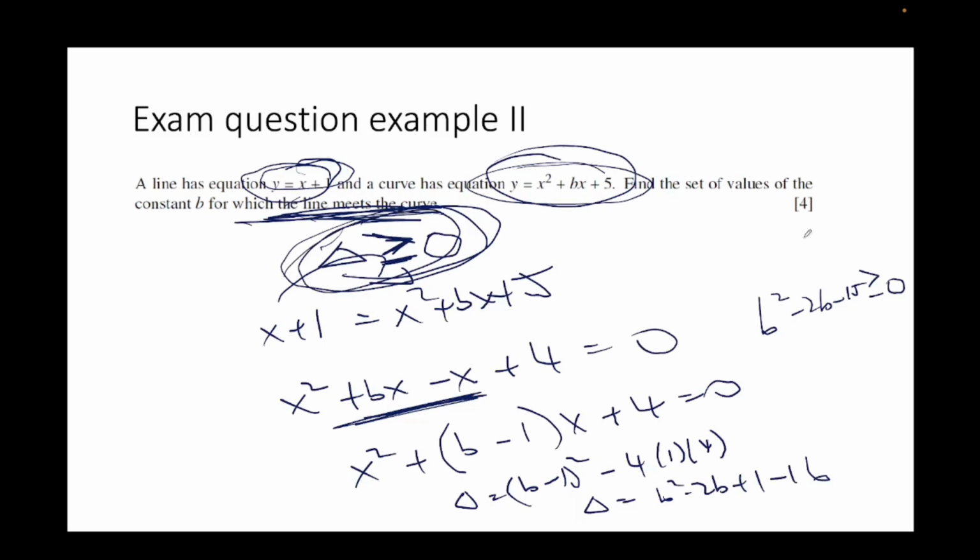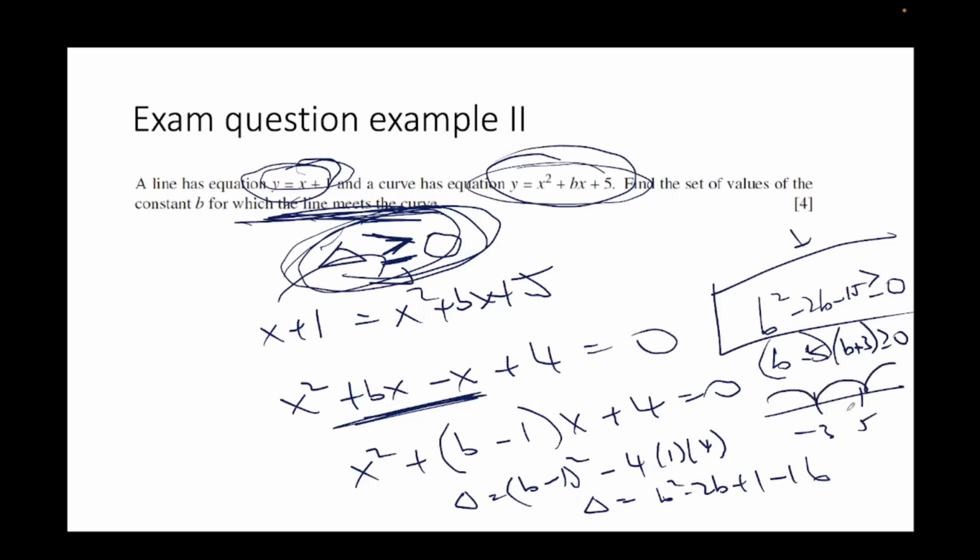Once we get to this step, do you see why it was important to do the quadratic inequalities practice? Because it just means you know what to do now. You've got the calculator, type it in if you want to, or just do it off the top of your head. 1, negative 2, negative 15, equals. You get 5 and negative 3, which means b minus 5, b plus 3, bigger than or equal to 0. Yes?